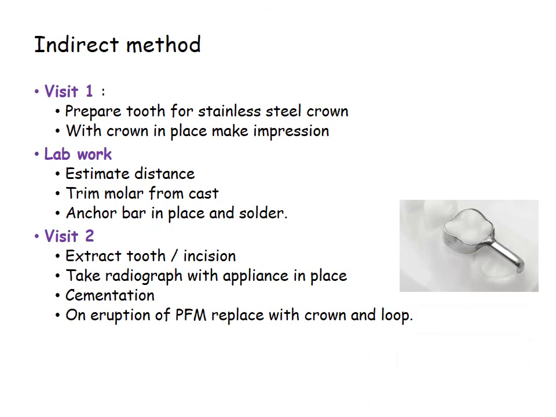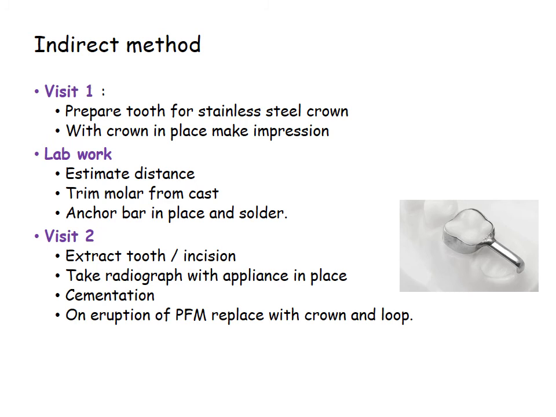Or in the indirect method, in the first visit, you first prepare the tooth for the stainless steel crown, and then with the crown in place you take an impression. Then the lab work: you estimate the distance of the band, then trim the molar which is to be extracted from the cast. Then the anchor bar is placed and soldering is done.